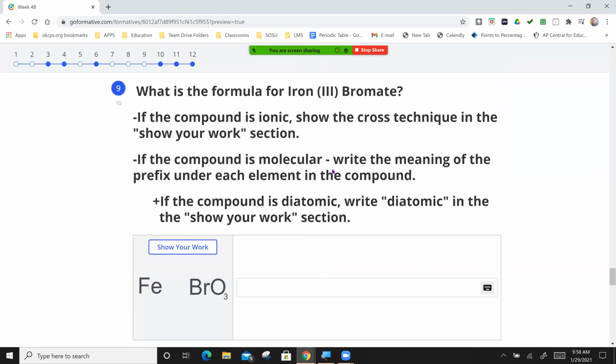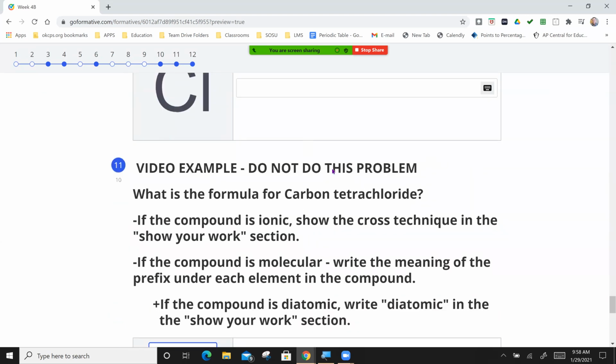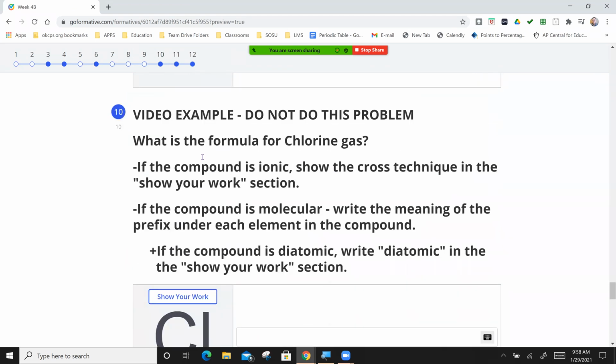Okay, so let's do a couple examples. And we'll start here on video example number 10. You're not going to do this one. What is the formula for chlorine gas? Now, do you notice this says just chlorine? Chlorine, not chlorine with something else, just chlorine.